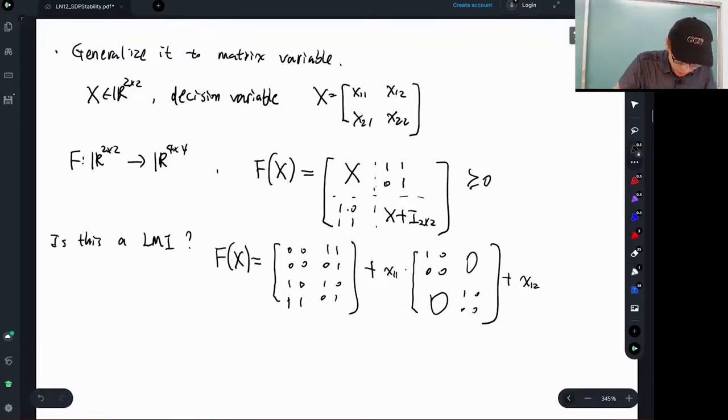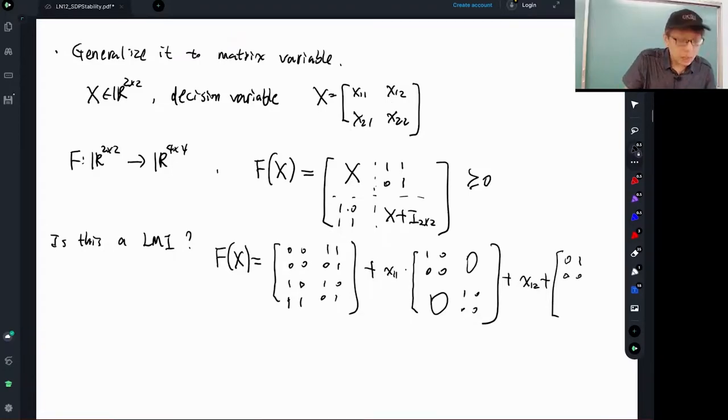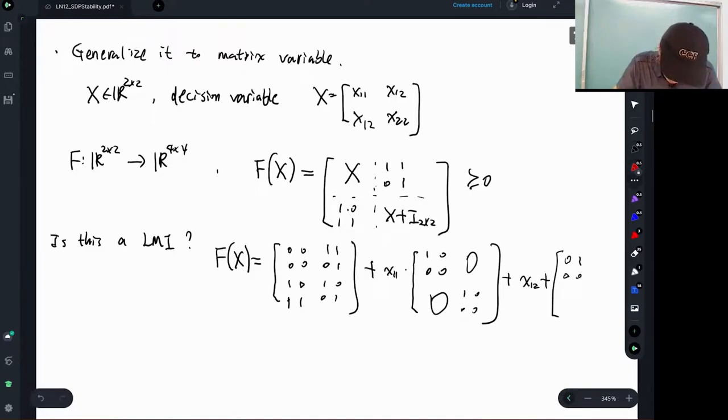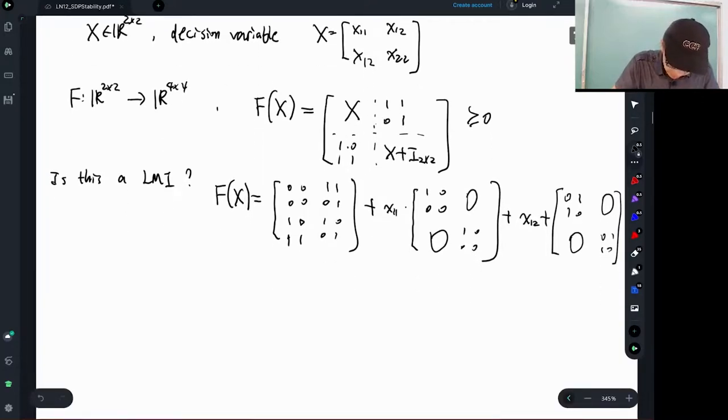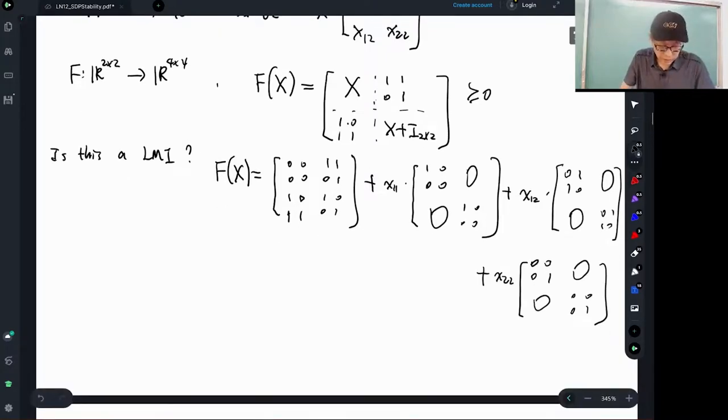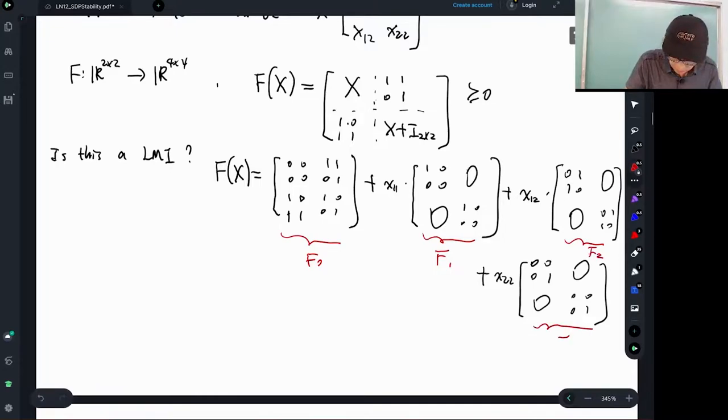So X12, what about X12? 0, 1, 0, 0. Let me correct this. 1, 2 has to be 2, 1, so let's put 1, 2 as well. Only three decision variables, right? So this part will automatically have a 1 here, and the same thing here, right? There's no plus sign, it's times. Another one is X22: 0, 0, 0, 1, right? So I have what? This is my F0, F1, F2, F3.